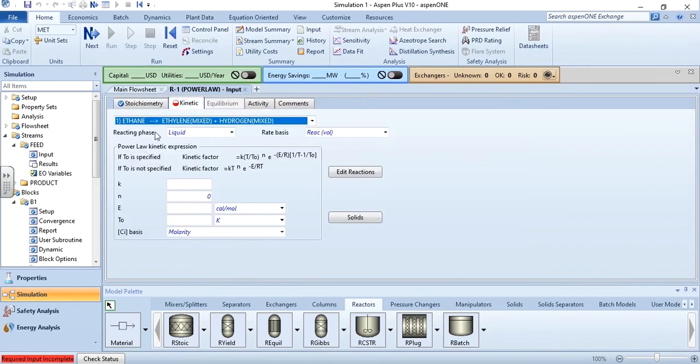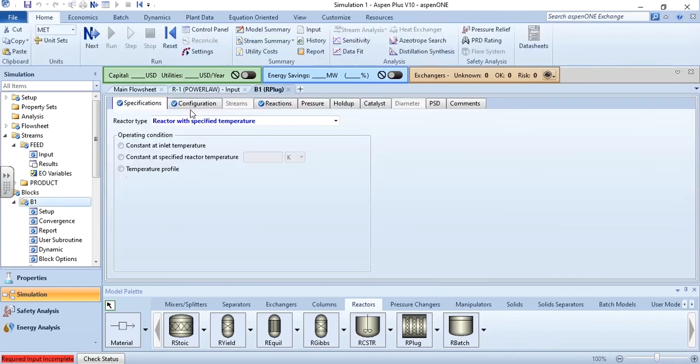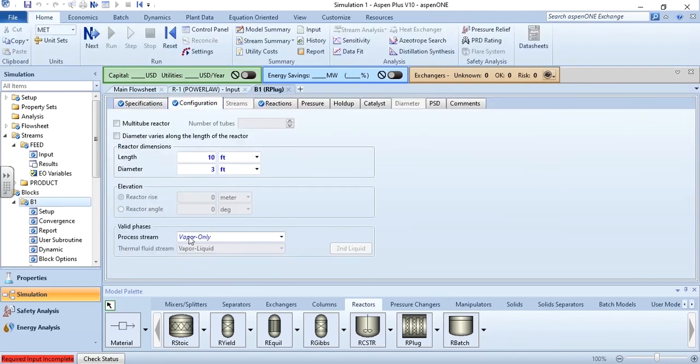Go to kinetic, and the first task is to change the reacting phase to vapor because it's a vapor phase reaction. This reacting phase and the phase which is mentioned in configuration should be the same for proper results.